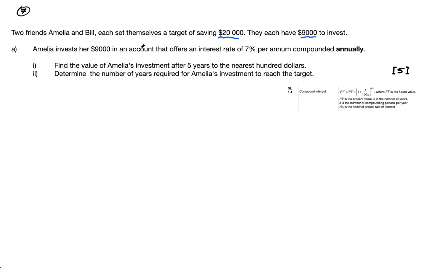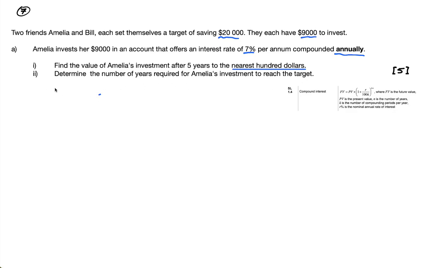She invests her $9,000 in an account that offers a 7% per annum interest rate compounded annually. So that's obviously important. They've even bolded it. Find the value of Amelia's investment after 5 years to the nearest $100. So guys, when they say that, there's a mark going for that. So you'll lose a mark if you don't round at that point.